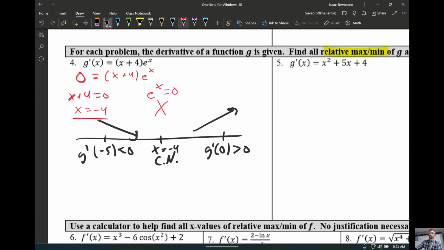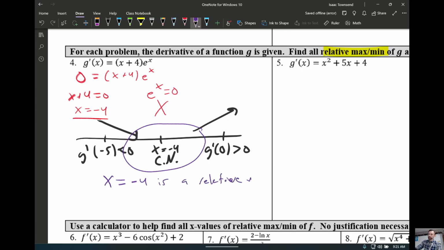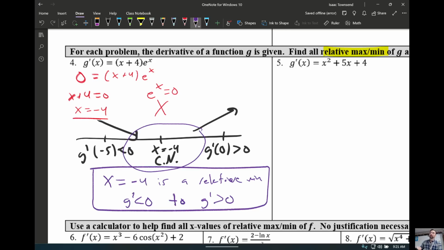Now I've got a visual. I have no doubt that x equals -4 is a relative min. And to justify my answer, because the derivative of g was negative until then, and then it switches to positive. Once you get this number line done, it took me about an extra 10 seconds to give the answer and the justification.